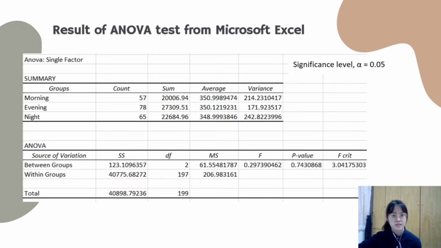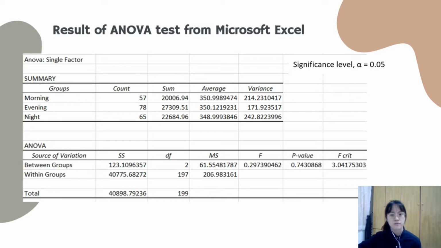So Microsoft Excel is used to calculate the parameters needed, such as the sample size for each shift, total sample size, sum of square, degrees of freedom, mean square, and so on. So the result is shown in the figure.